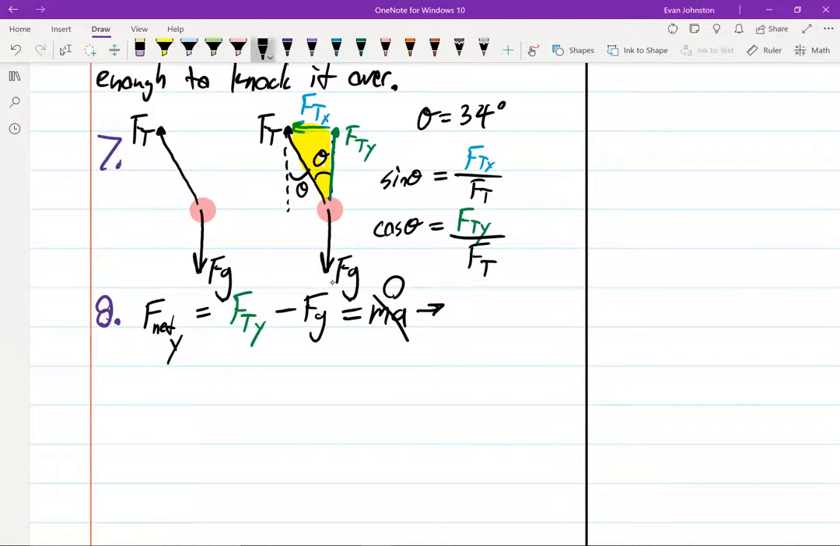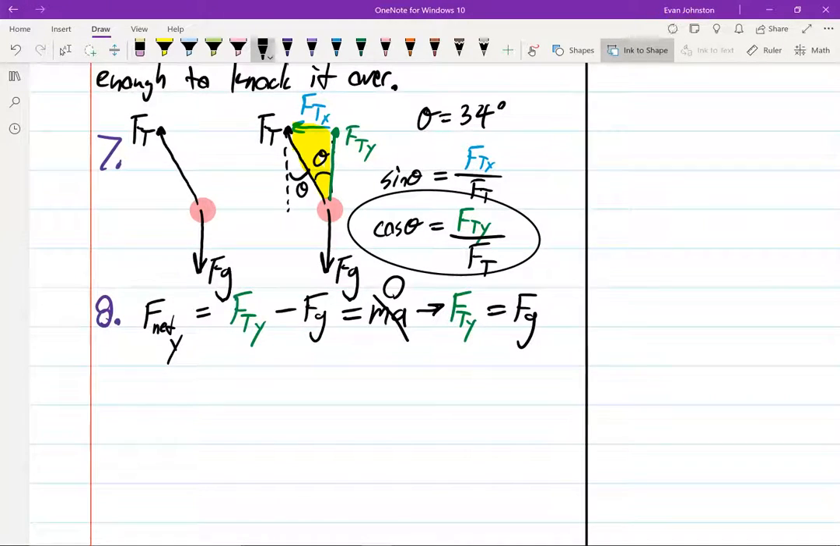So this really just tells us that our Y part of tension is equal to the force of gravity, which is just m times g, and we know the ball's mass. This is going to be helpful right now, because the goal for part 8 is to find tension. We don't want just the Y part of tension. We want all of it.